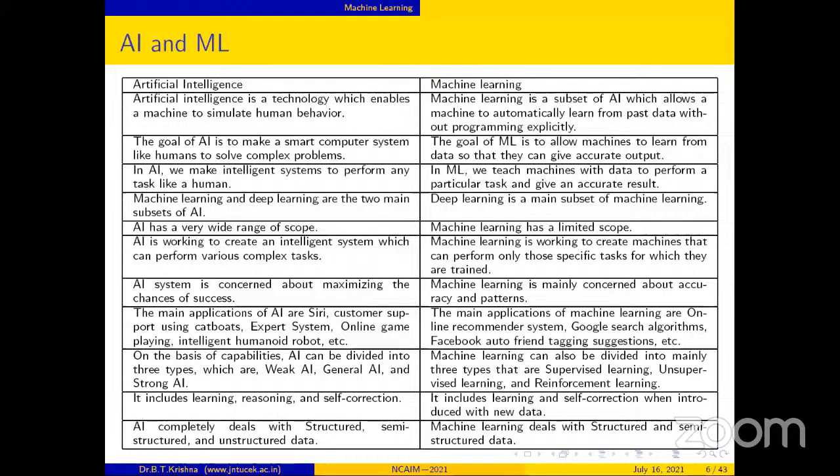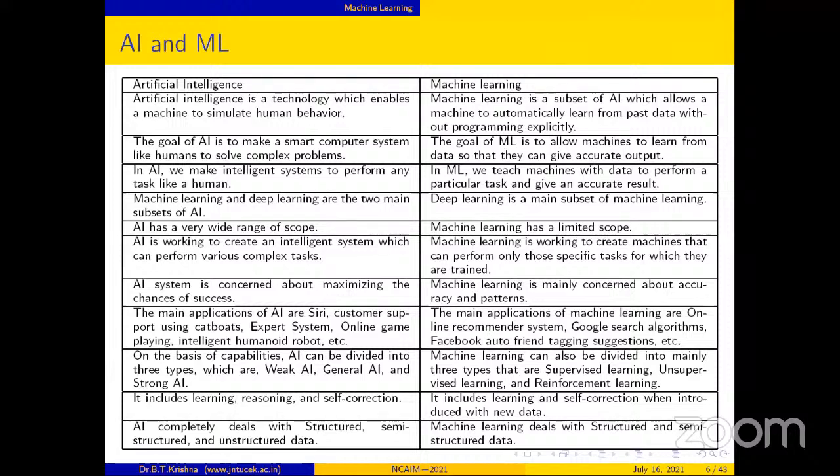The goal of AI is to make a smart computer system like humans to solve complex problems. But in the case of machine learning, the goal is to allow machines to learn from data so that they can give accurate output. In the case of artificial intelligence, we are going to duplicate a human being. But in case of machine learning, we will allow machines to learn from data, and the output should be more accurate. In case of artificial intelligence, we will make intelligent systems to perform many tasks like a human being.